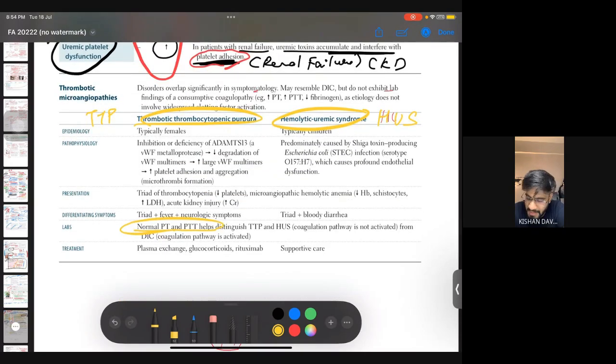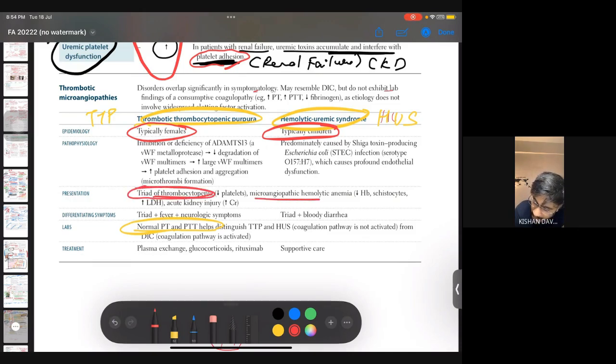Now coming to TTP and HUS, how are you going to differentiate them? First point is TTP occurs in females, whereas HUS occurs in small children. Okay, this is the first point of difference. Coming to the second, the triad will be common. Triad of thrombocytopenia, MAHA, and acute kidney injury.